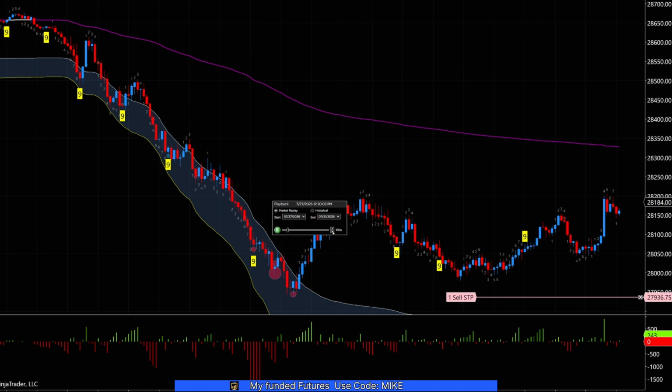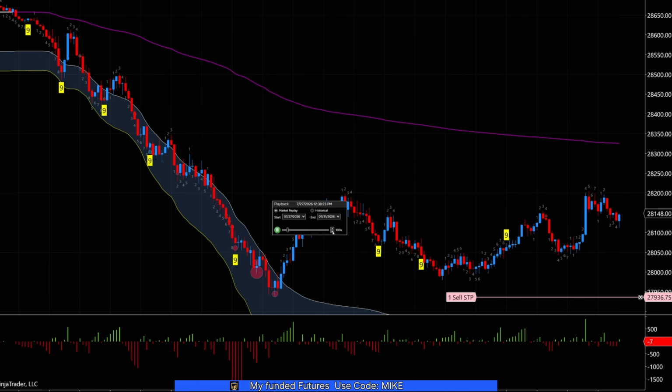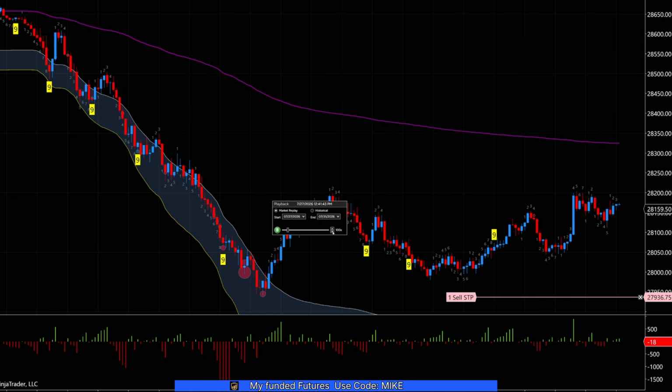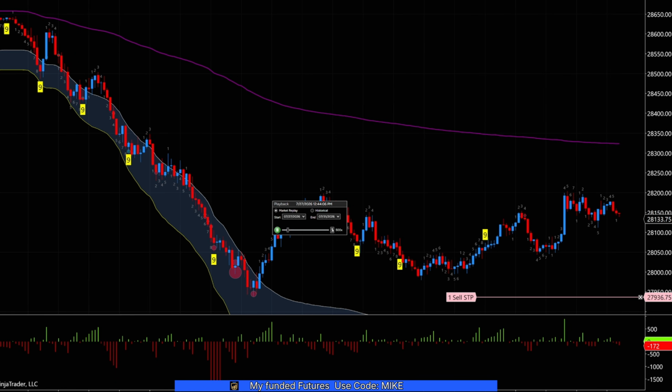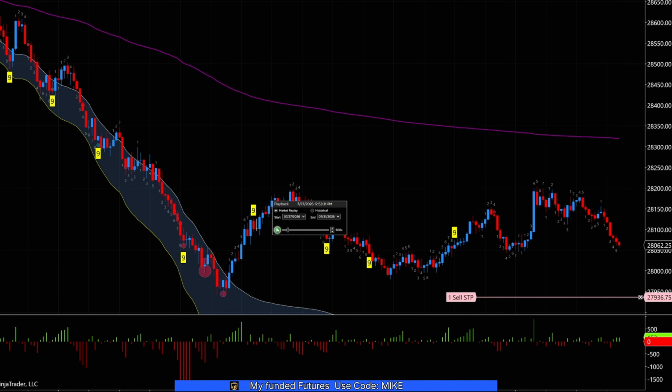Now I can slow things down, but I do not want to stop the market. I'll slow it down, but let's not stop it. And again, I'm just going to try to speed it up. I want to see, can we get above that VWAP or not? Actually, let me pause it real quick.